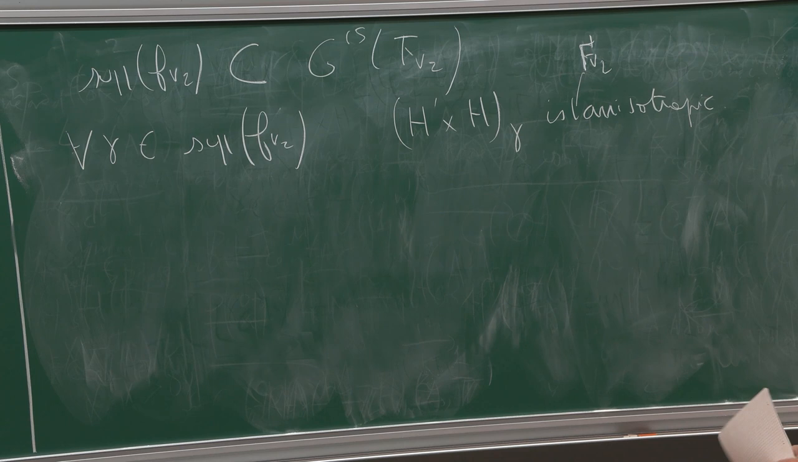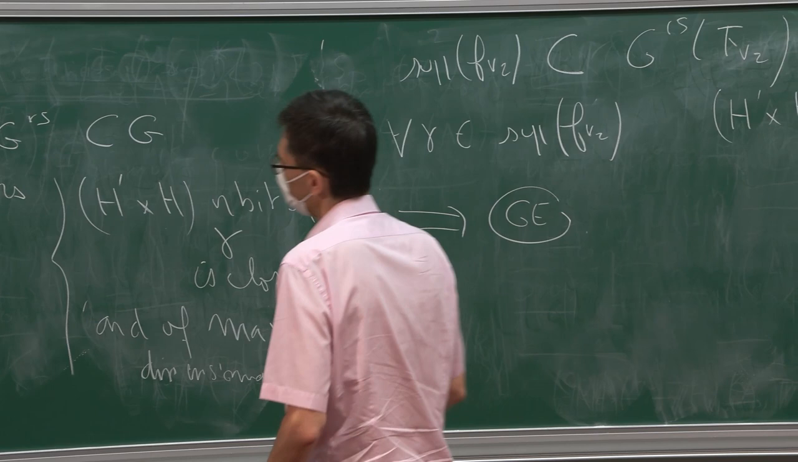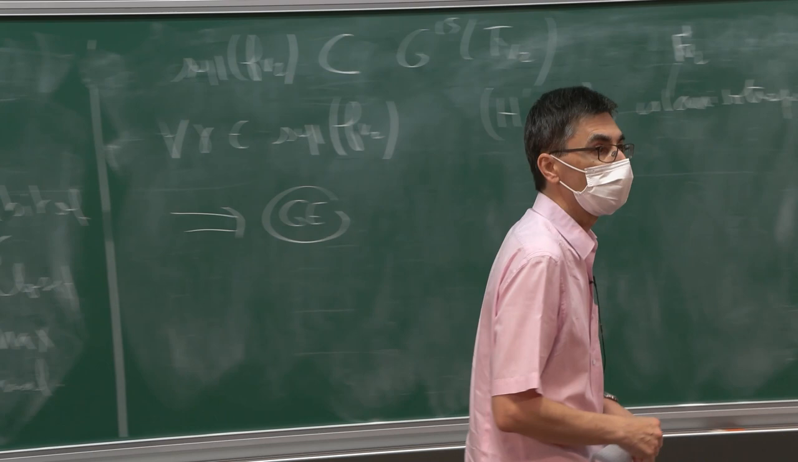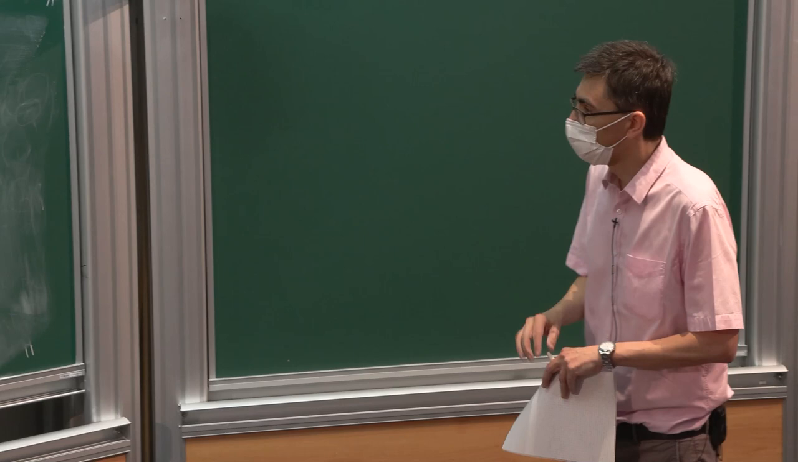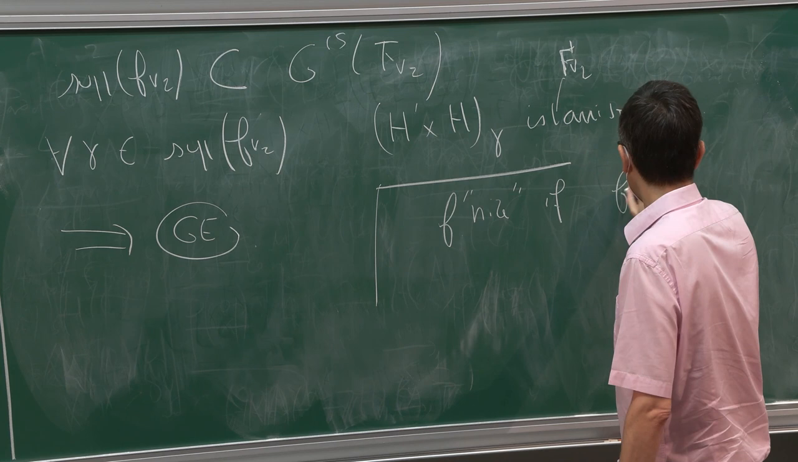And with this condition, I can simplify the geometric side, and we get the geometric expansion. So with these two conditions, I get the spectral expansion and the geometric expansion, the same kind of relative trace formula, but I have a restriction on the test function. I will, in the following, call f nice if f_V1 and f_V2 satisfy the hypothesis.